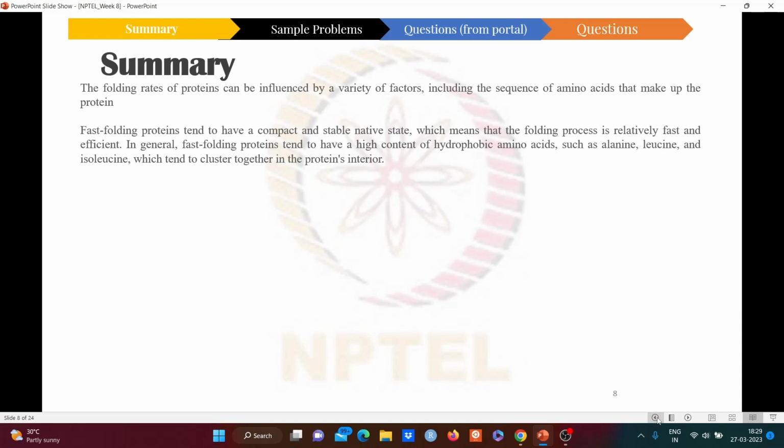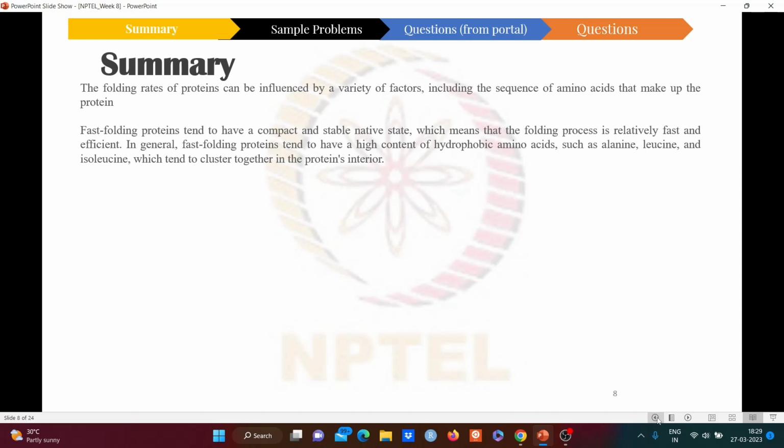Okay, moving forward to discuss a broad classification of proteins: fast folding proteins and slow folding proteins. In general, proteins that fold quickly tend to have a higher proportion of small and hydrophobic amino acids, while proteins that fold slowly tend to have a higher proportion of large polar or charged amino acids. Okay, discussing them in detail, starting with the fast folding proteins.